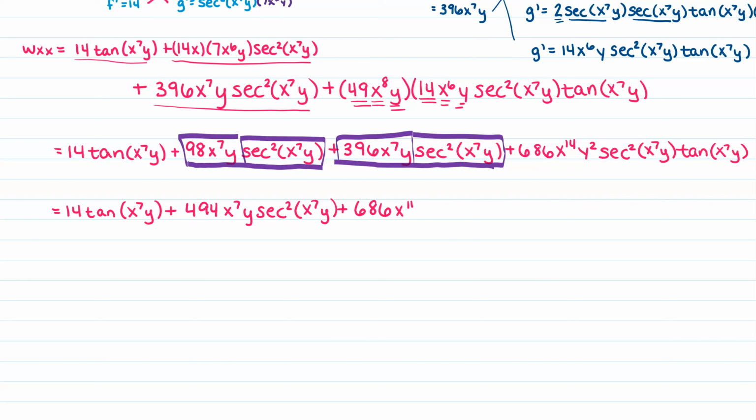and then the last term, so 686 x to the 14th y squared secant squared x to the 7th y times tangent x to the 7th y. And I know like the second two terms both have secant squared, but we can't combine their coefficients nicely. And the first and last term both have tangent, but we can't combine their coefficients nicely. So this would be w sub xx.